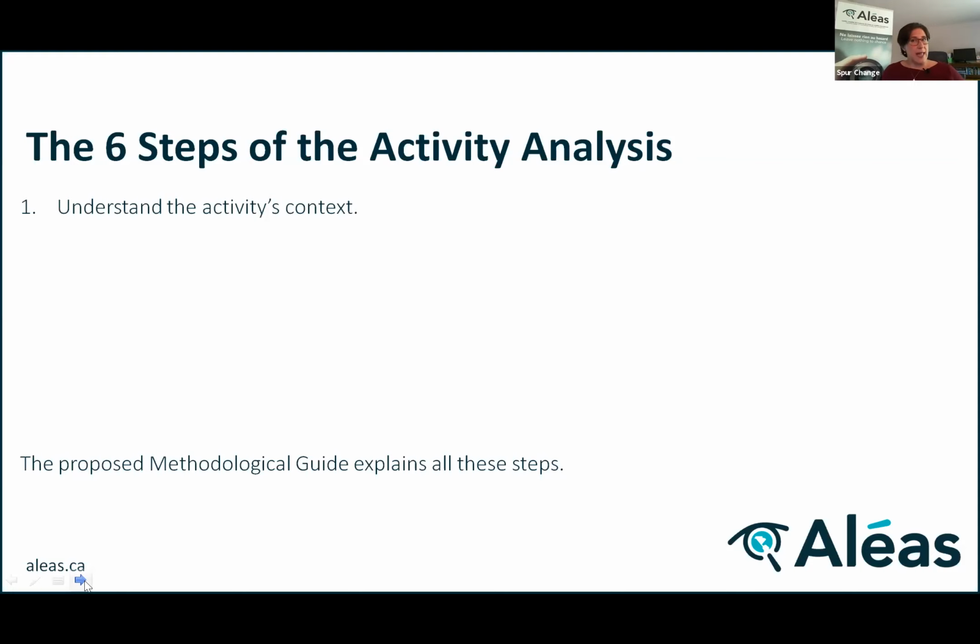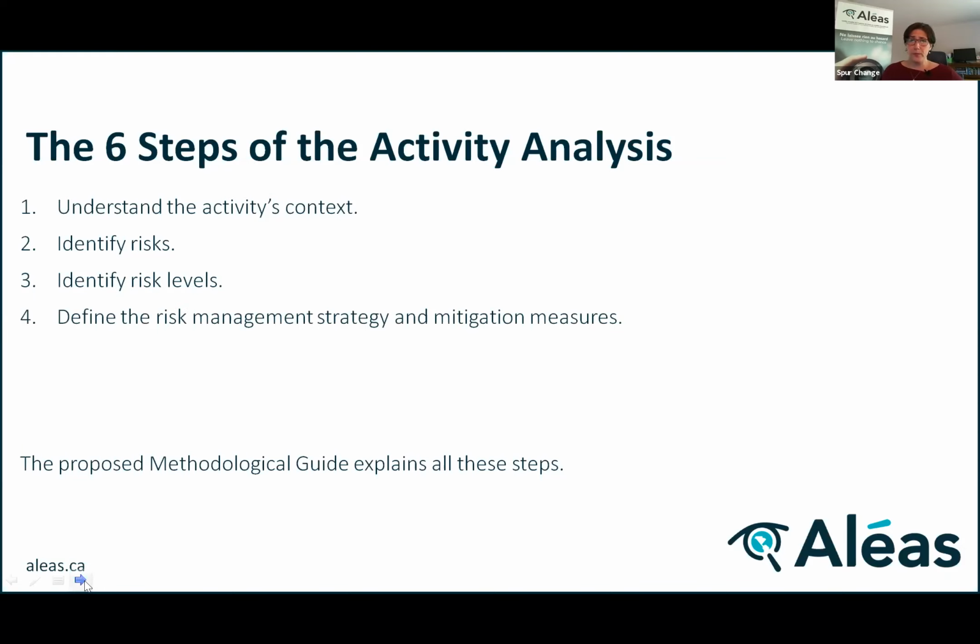So, 6 steps to perform a robust analysis. First off, it's about understanding the activity's context, identifying risks, identifying risk levels. You want to define your risk management strategy and look into mitigation measures. One that is very important and often overlooked is the analysis of your partner capacity when it comes to satisfying your due diligence or contributing to your due diligence. And finally, make your decisions.